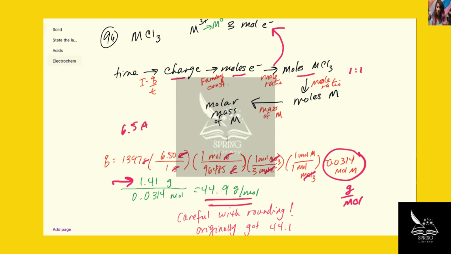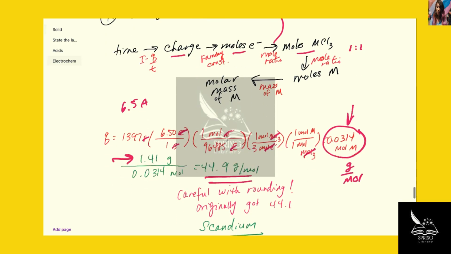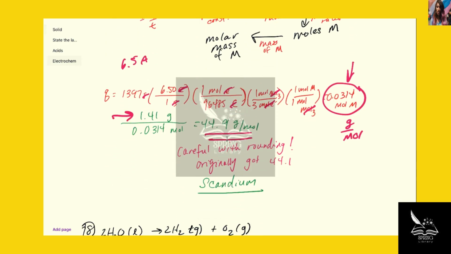Now you want to be careful with rounding, because you're looking up the values on the periodic table. So if your answer is a little bit off, you may be unsure what metal it is. So if you put this in your calculator, you really want to keep this number unrounded if you can store it in your calculator, because I actually originally got 44.1 and I ended up redoing it and getting 44.9, and that's exactly what's on the periodic table for scandium.